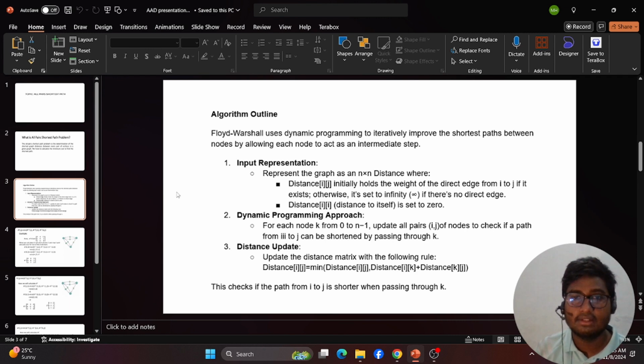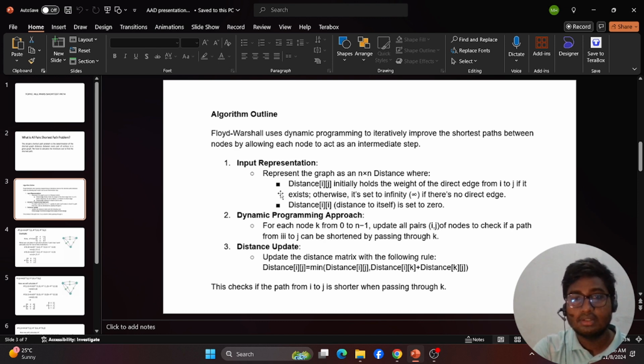First of all, we take an n by n distance matrix, and if there exists any directed edge from i to j, then distance matrix [i][j] is set to the weight of that edge. And if there exists no directed edge from i to j, then distance matrix [i][j] is set to infinity. And the distance from a node to itself is set to 0.